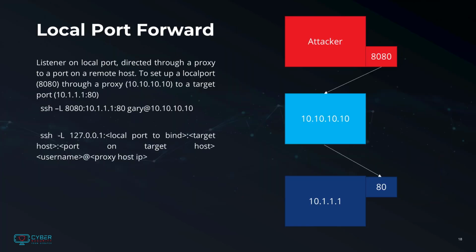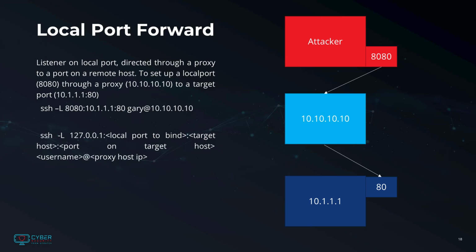SSH can be used for port forwarding, which can be used for malicious purposes or perfectly valid use cases. It all depends on what's happening. First, we're going to look at a simple local port forward. Essentially what's happening is the attacker is setting a local port, in this case 8080, and then routing it through a compromised host, 10.10.10.10, and then routing that to port 80 on 10.1.1.1.